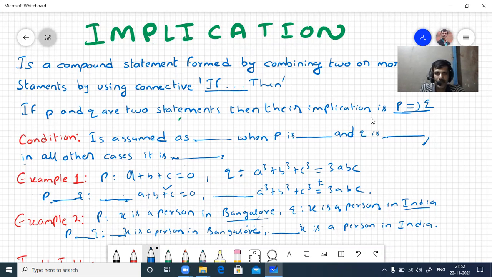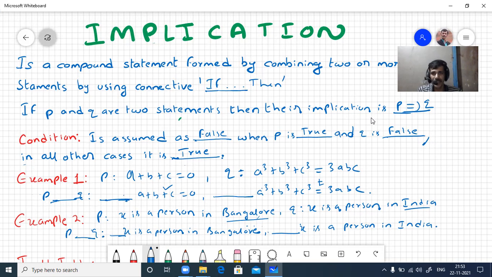What is the condition for implication? It is false when the first statement P is true and the second statement Q is false. That means a true statement cannot imply a false statement. In all other cases, it is true.